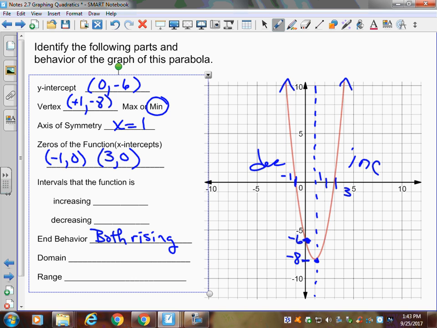What I want to talk about is actual interval notation. So if I start on this side of the graph, on the left side, and I go all the way over here to the axis of symmetry, then I'm going from negative infinity all the way up to 1. If I start at 1 and I increase, will I be increasing from 1 to infinity? Does everybody agree with that?